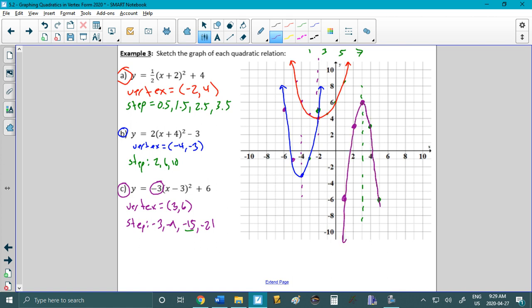And then we'll look at it and make sure it makes sense. So first of all, A is -3, so it should be upside down. It is. It should be skinny because 3 is bigger than 1, and it is pretty skinny. And then the vertex should be (3, 6), (3, 6). So my answer makes sense.